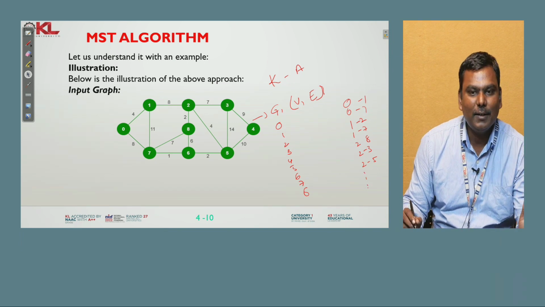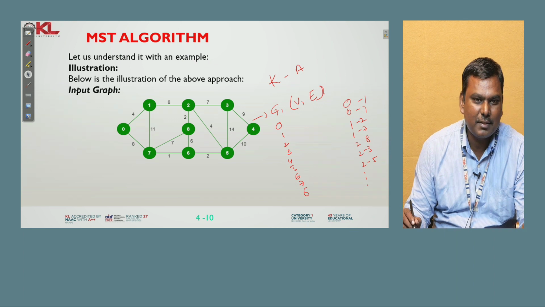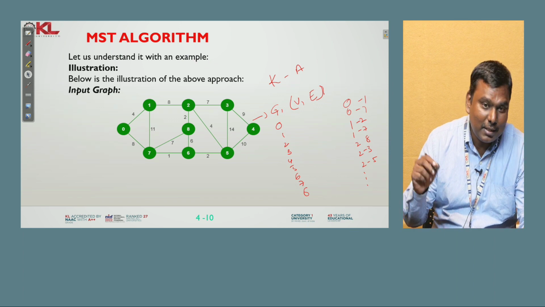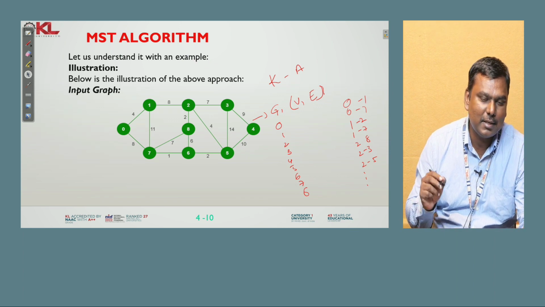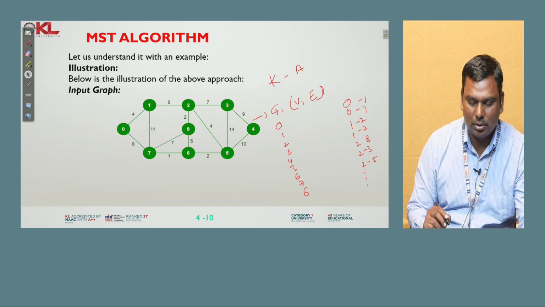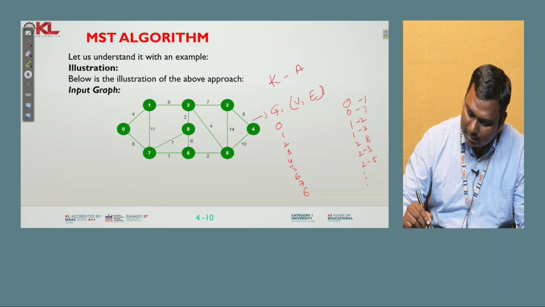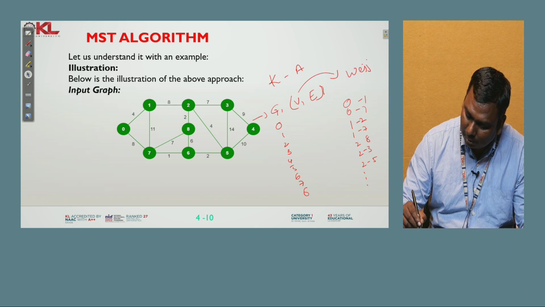Okay. So here the graph has vertices and edges. Each vertex and edge has a weight value. This is the main important point. Each vertex and edge has some weight value.